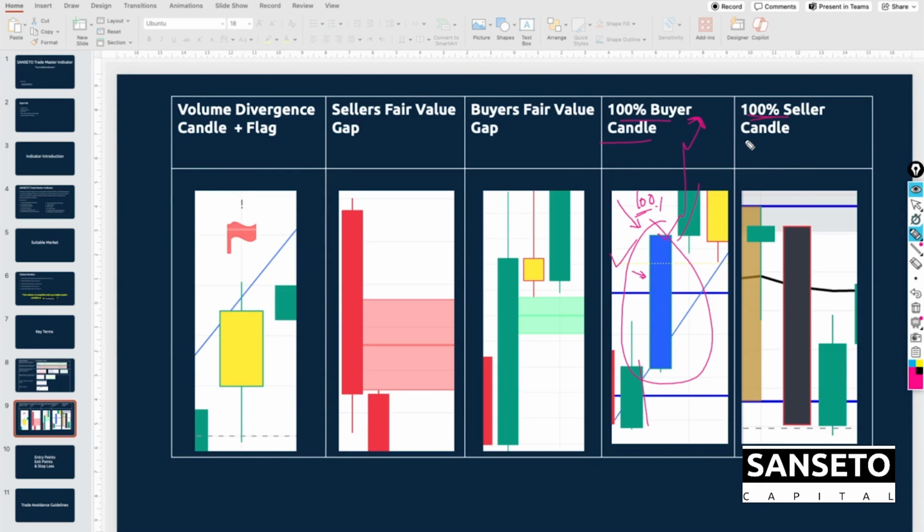Similarly, the seller candle: whenever there is 100% seller in one particular candle, the candle will be marked in black color. So that you understand, there is some strong selling pressure here. Whenever a pullback is happening, the market is likely to go up.